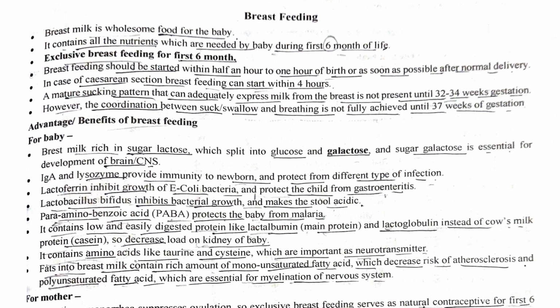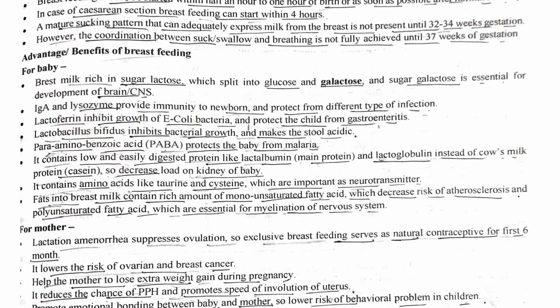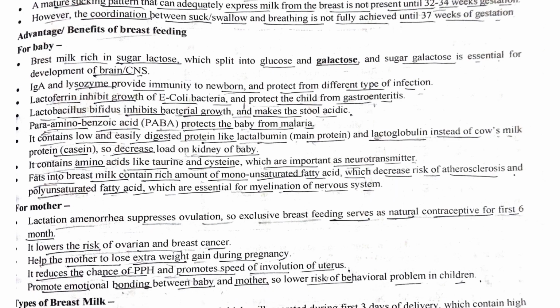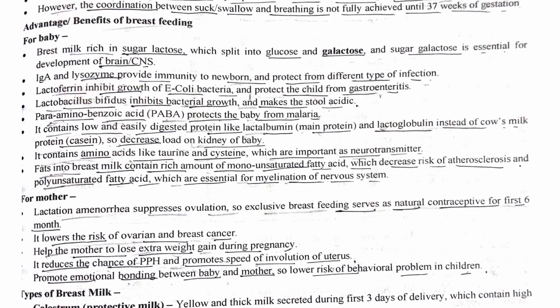A mature sucking pattern that can adequately express milk from the breast is not present until 32 to 34 weeks of gestation. However, the coordination between suck, swallow, and breathing is not fully achieved until 37 weeks of gestation. Advantages or benefits of breastfeeding for the baby. Breast milk is rich in the sugar lactose, which splits into glucose and galactose, and galactose is essential for development of the brain or CNS. IgA and lysozyme provide immunity to the newborn and protect from different types of infection.